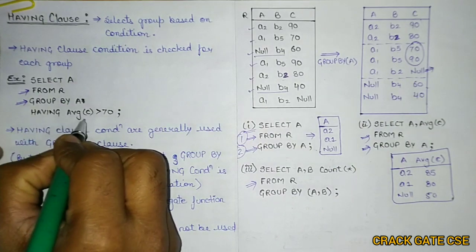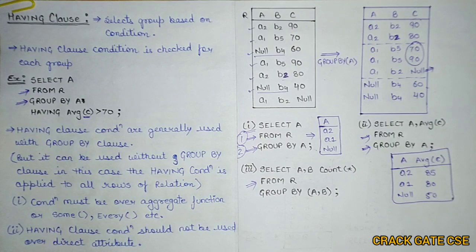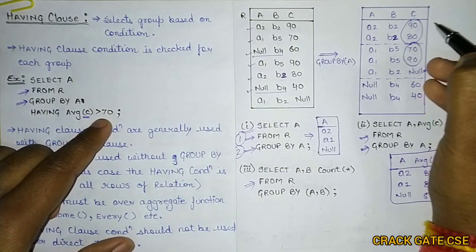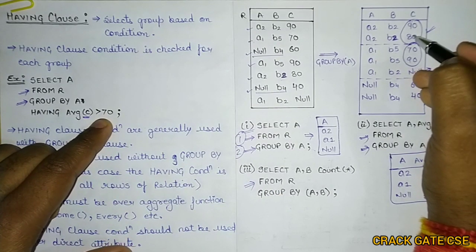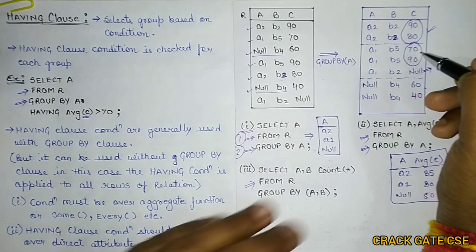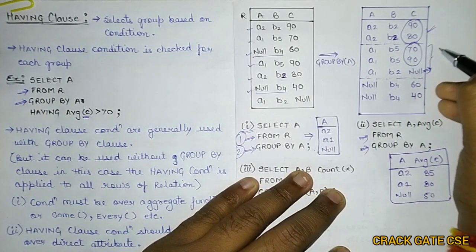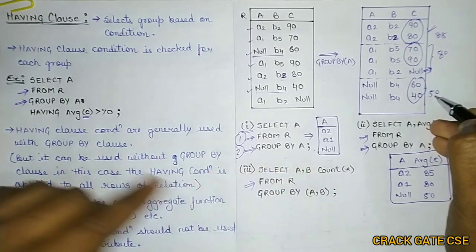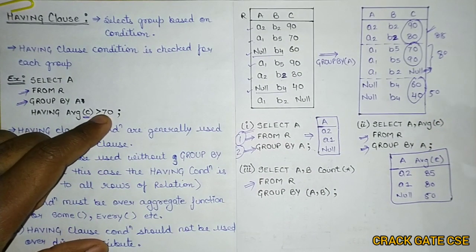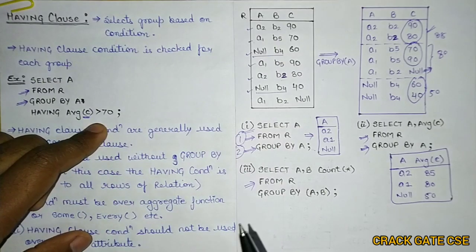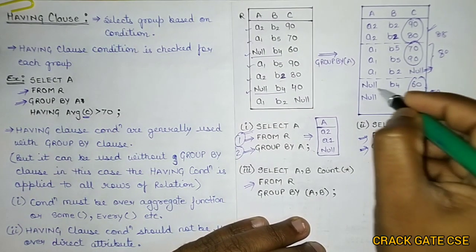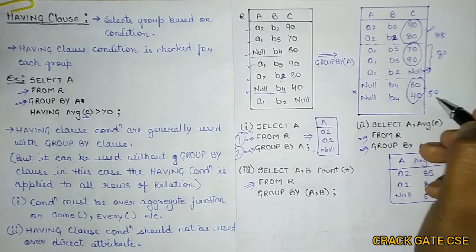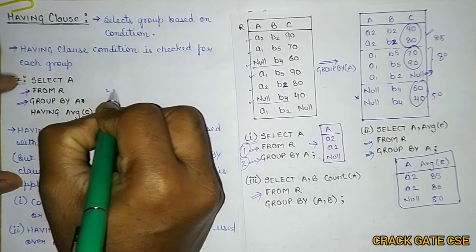Now we have to check for the average. Let's see the average of this. Is it greater than 70? Yes, this satisfies, because 90 plus 80 divided by 2 will give you 85. Here if you find the average, it will be 80. It will be 85 here, and here it will be 50. So we have to select only those groups in which the average of C is greater than 70. That means we have to eliminate this third group, because here the average of C is less than 70. So the output will be, we have to select A values.